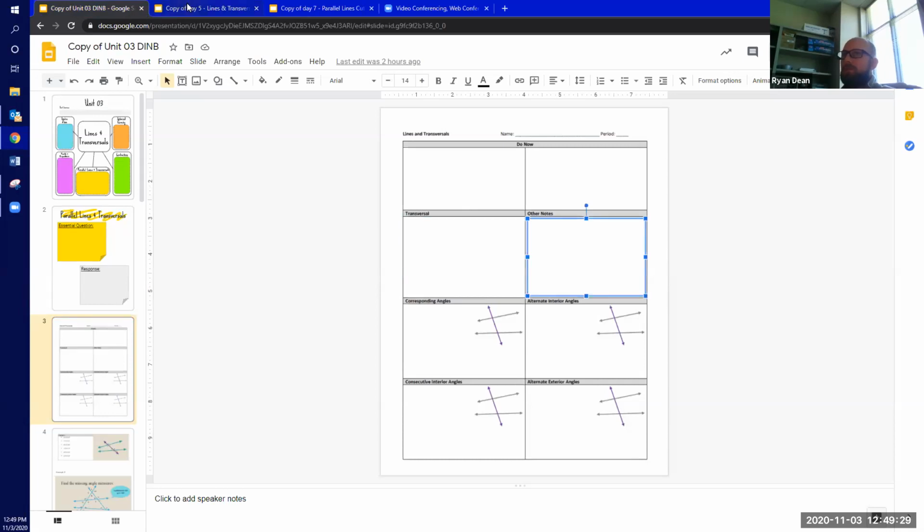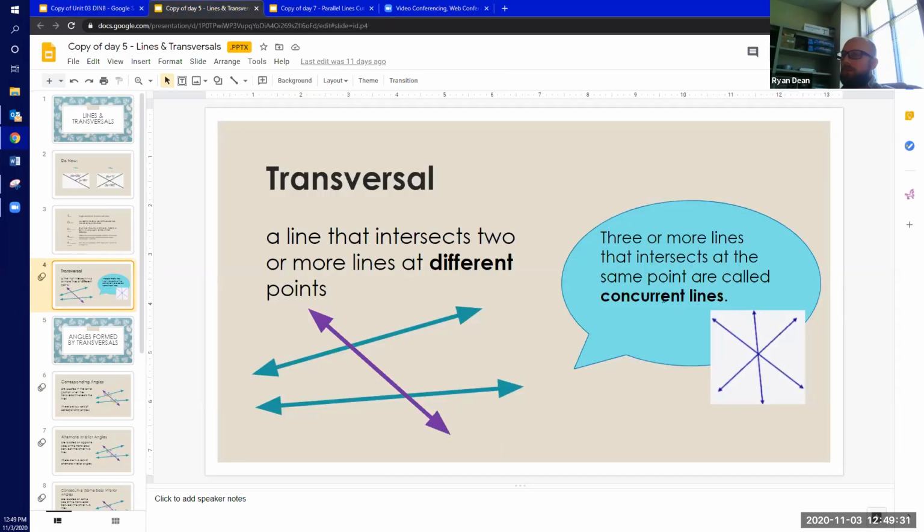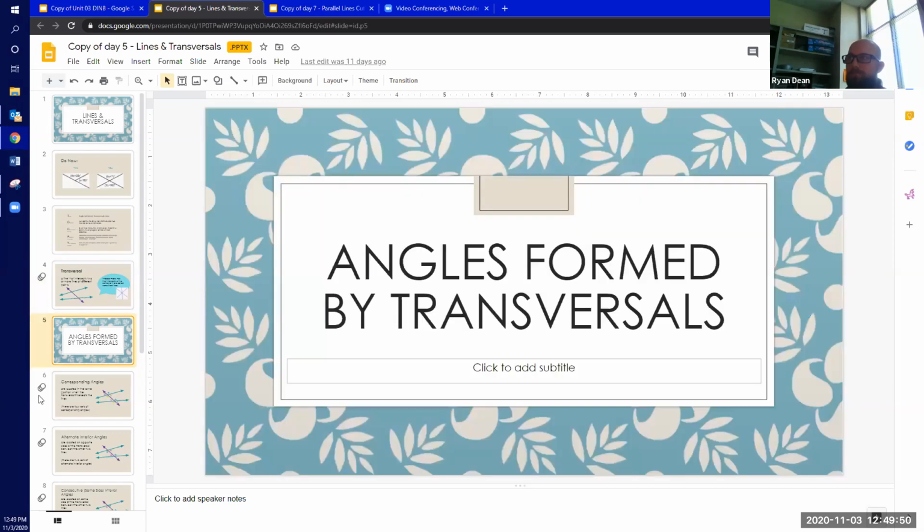Underneath other notes, something that you might need to know is what a concurrent line is. A concurrent line is when three or more lines intersect at the same point. So when they intersect at the same point, that's called concurrent lines. We're going to focus more on transversals than concurrents in this unit though. So let's go ahead and start talking about what kind of angles can be formed from transversals.